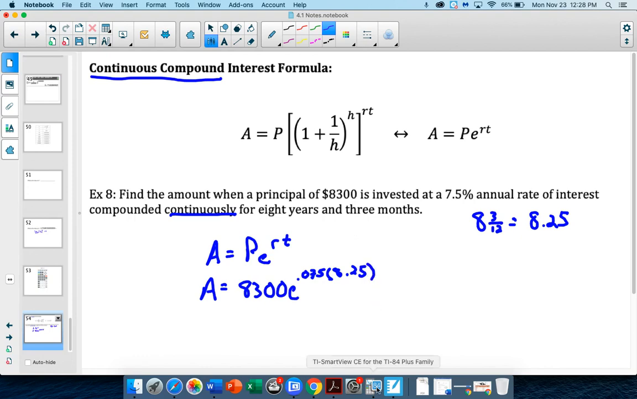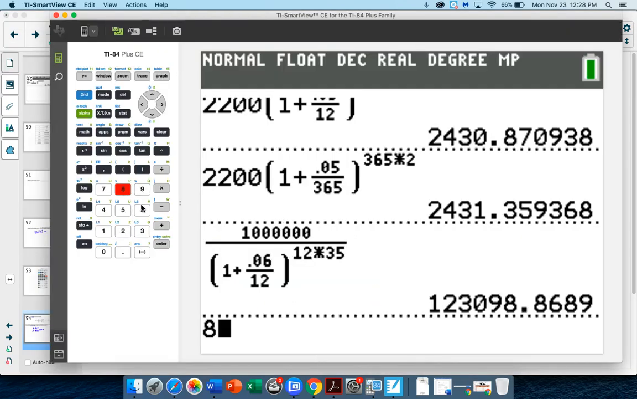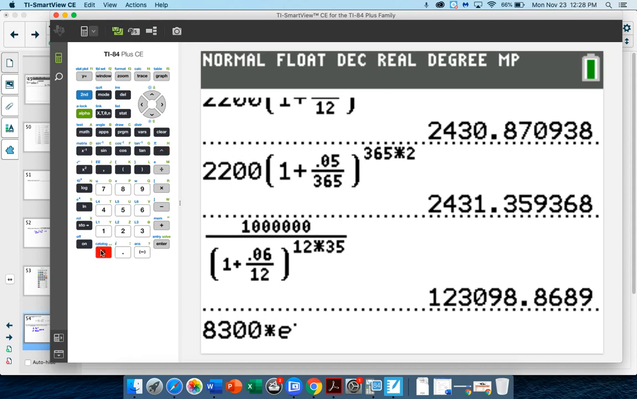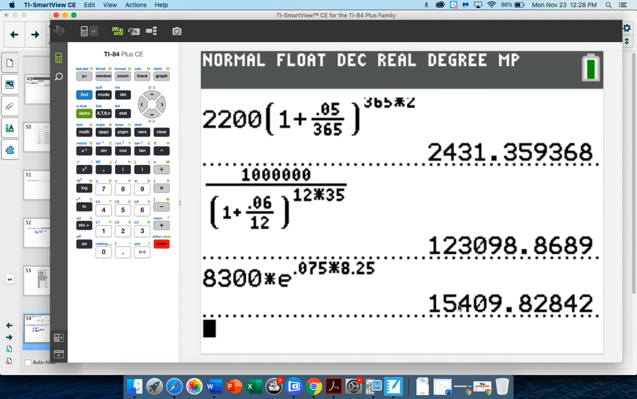So we will have 8,300 times e raised to the 0.075 times 8.25 power. And we get $15,409.83.